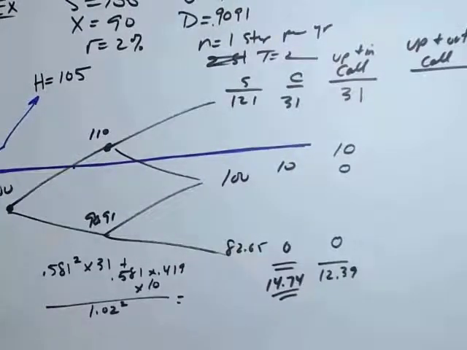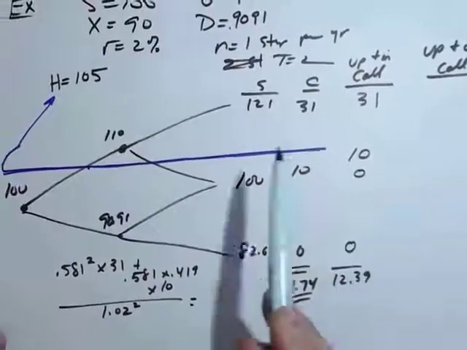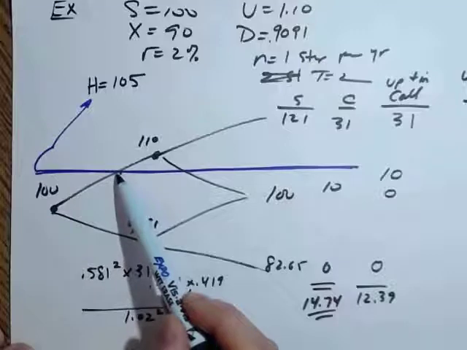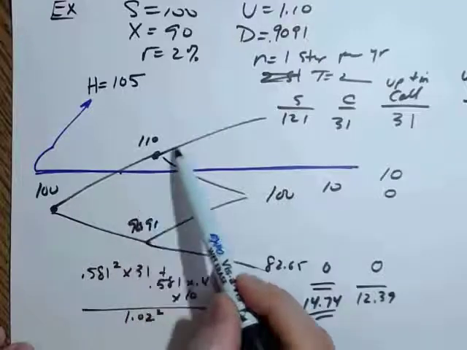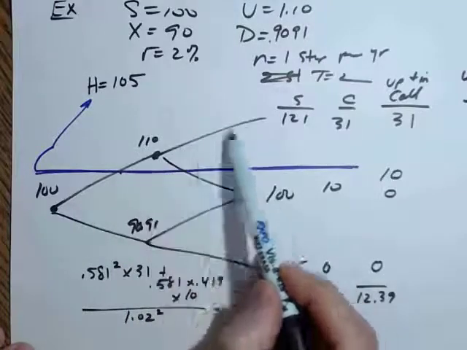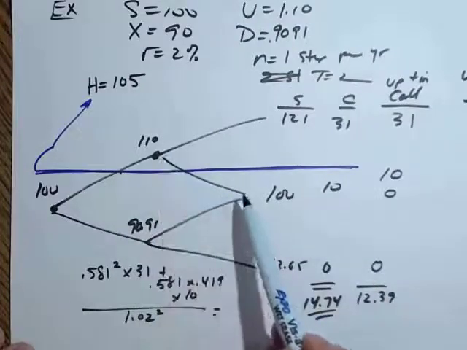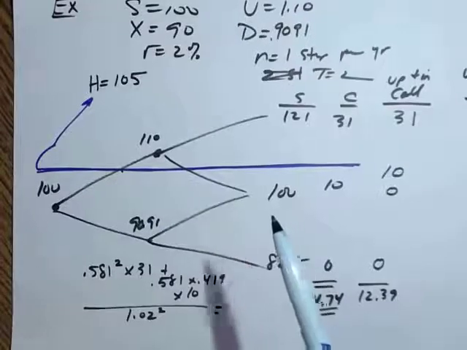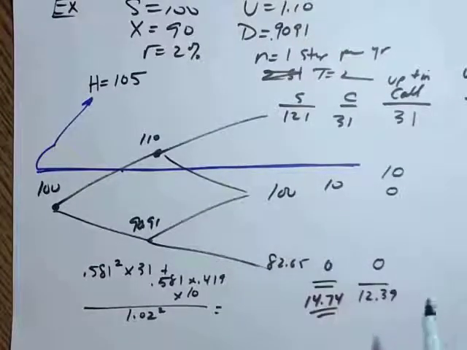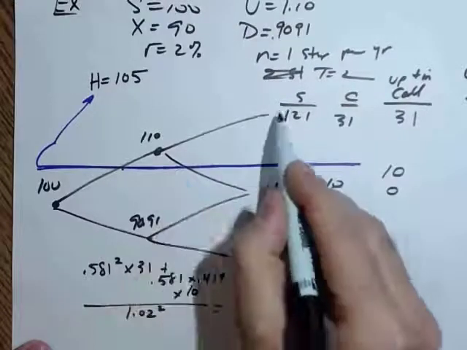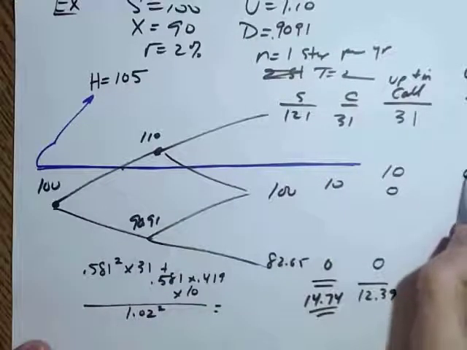Now the up and out call means that when it goes up and breaches this barrier, it dies, and when it dies, it stays dead. So if it obviously goes up, it's dead. If it comes up and even goes down through the barrier, it's still dead. So what we have here for the payoffs will be 0 because it's dead, and 0 because it's dead.